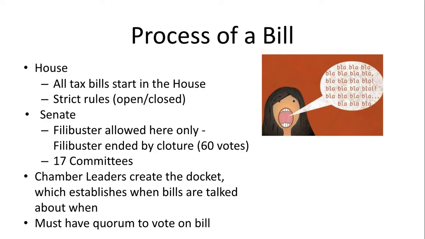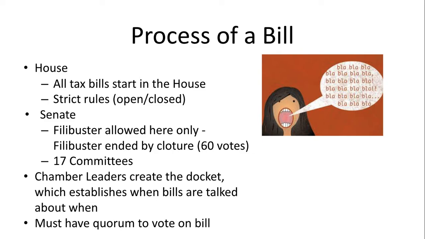Okay, so this is where we're talking about strict rules. There could be open rules or closed rules. Open is where you can make an unlimited amount of amendments, which are changes to a bill, or you may have closed rules where you're just debating the bill as a whole and you're not allowed to change anything. Typically it's going to be decided by the majority party. Okay, so whatever party has control in the House, they are going to control the rules around discussing bills.